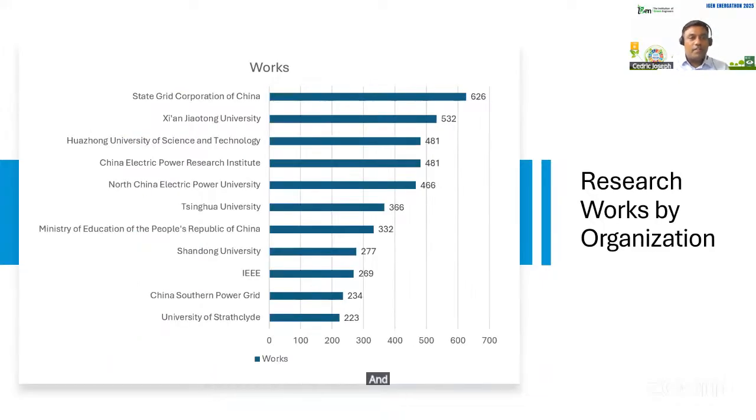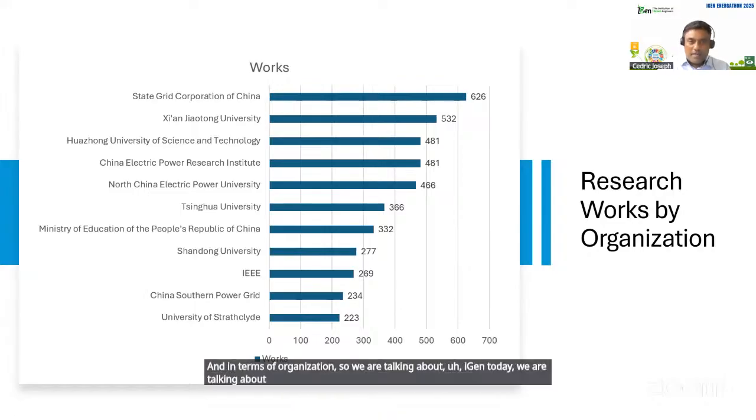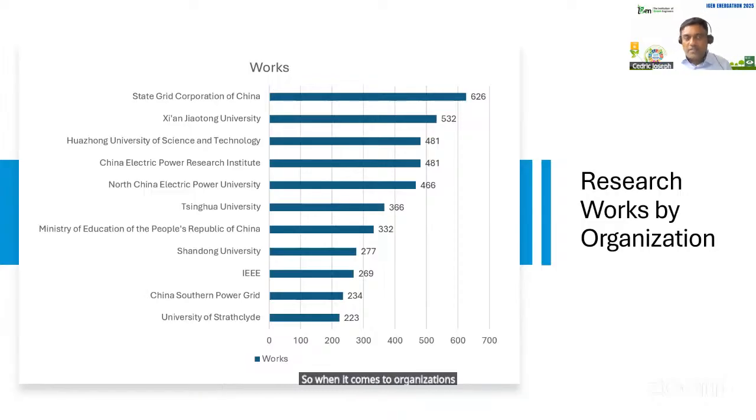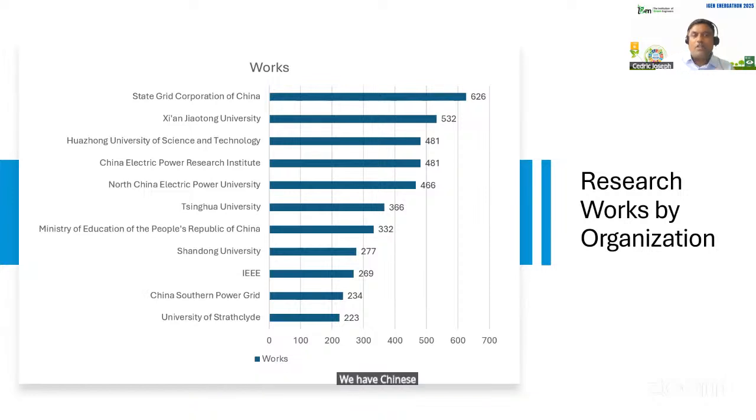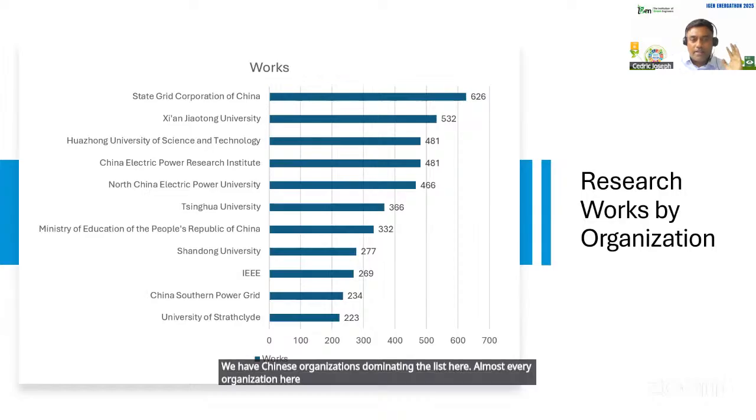And in terms of organization, we are talking about IGEN today. We are talking about Dr. Ramesh, who is an eminent professor, and Dr. MGR. We are talking about organizations. So when it comes to organizations and when it comes to power system protection research, we have Chinese organizations dominating the list here. Almost every organization here, except the last one, is a Chinese organization.